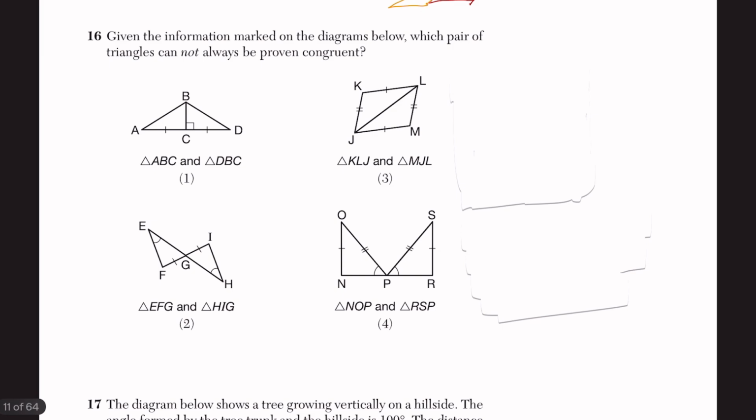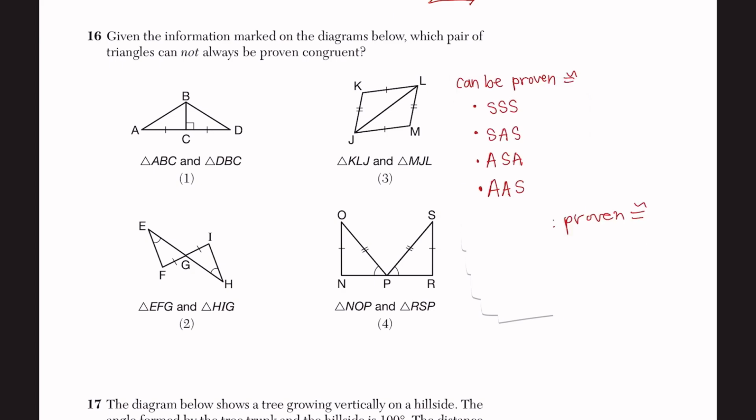Number 16, given the information marked on the diagrams below, which pair of triangles cannot always be proven congruent? So these are the ways that triangles can be proven congruent, and these are the ways that triangles cannot be proven congruent. So all we have to do is just look out for side-side-angle and angle-angle.